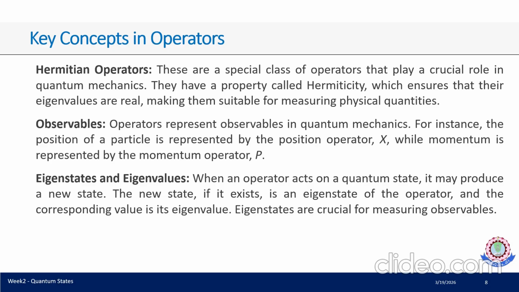p. Eigenstates and eigenvalues. When an operator acts on a quantum state, it may produce a new state. The new state, if it exists, is an eigenstate of the operator and the corresponding value is the eigenvalue. Eigenstates are crucial for measuring the observables.